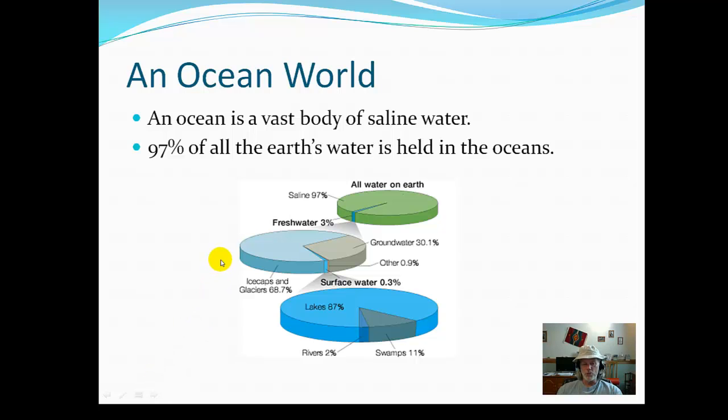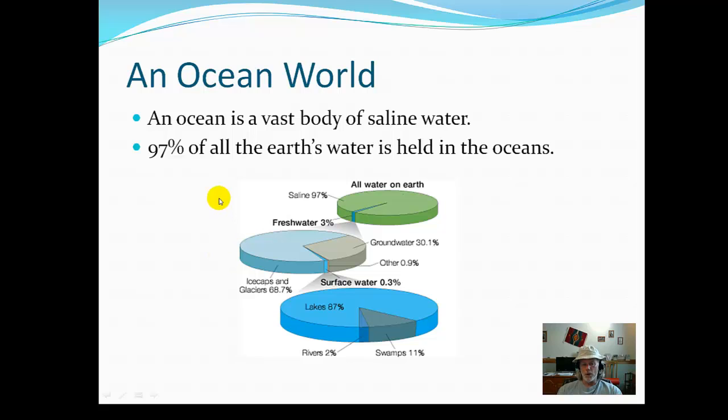We are definitely an ocean world, and just a brief definition: an ocean is a vast body of saline water, or water that contains salt. And this salt is runoff from the land masses. We'll look at this in a little more detail later.